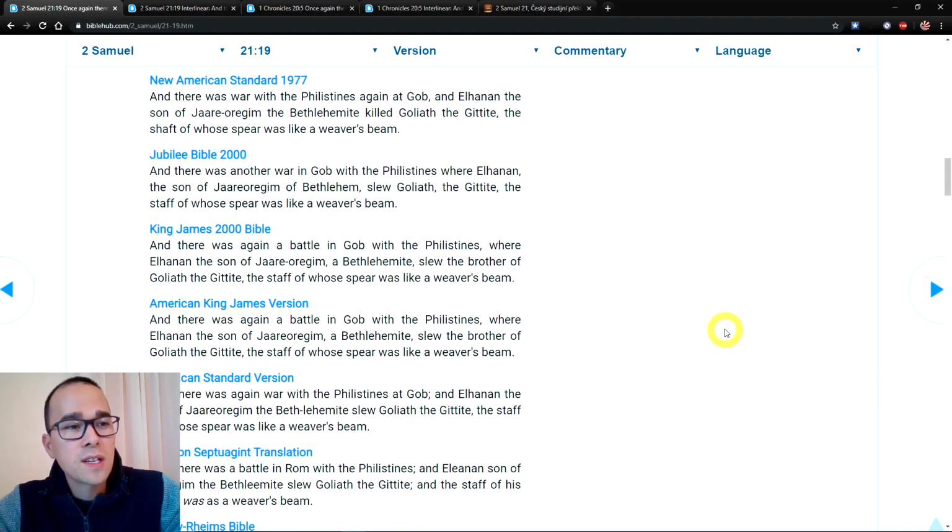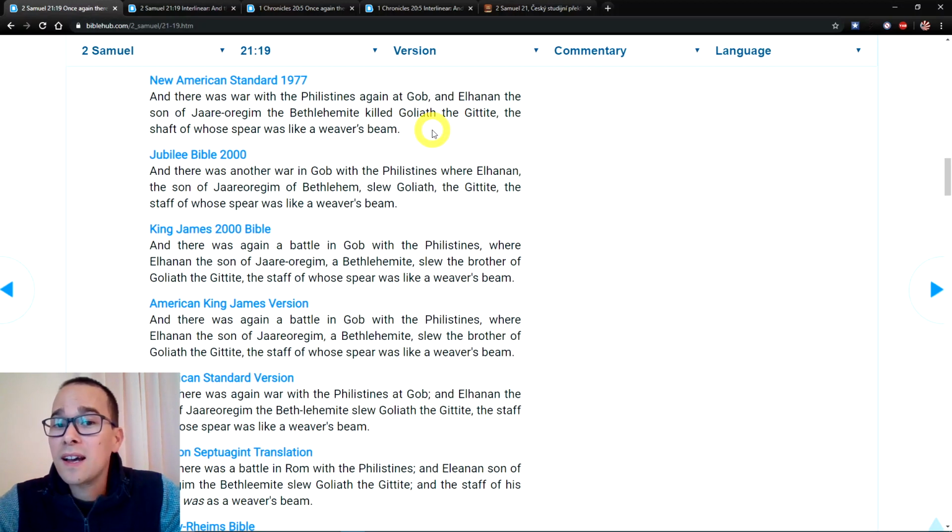So the first verse we're going to look at is 2 Samuel 21:19. In the NAS, it says that Elhanan, the son of Ya'are-Orgim, the Bethlehemite, killed Goliath the Gittite, the shaft of whose spear was like a weaver's beam. Wow, so according to this verse, this guy, Elhanan, killed Goliath.